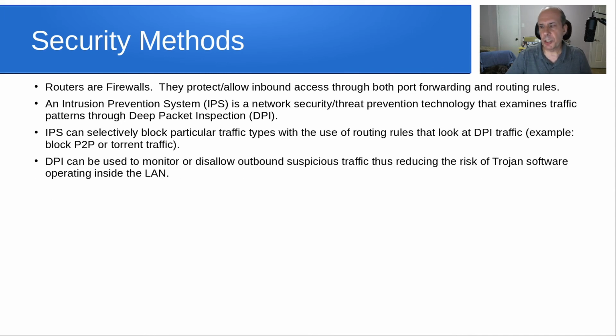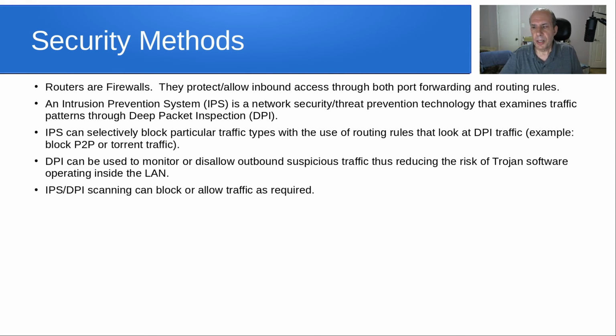So DPI can be used to monitor or disallow outbound suspicious traffic, thus reducing the risk of Trojan software operating inside the network. Everybody's always trying to say, well, my router's a firewall and it protects me. What they really mean is it protects you from inbound threats. But how do you know everything inside your network is safe? How do you know that that new security camera you just put in doesn't have some kind of a Trojan built into it? If you've got your router monitoring this traffic, you can take care of that. So IPS and DPI together, their scanning can block or allow traffic as required.